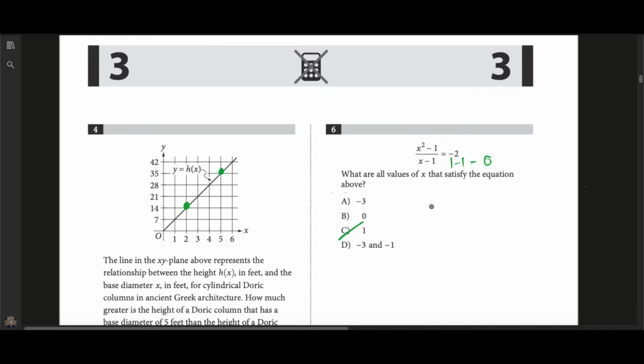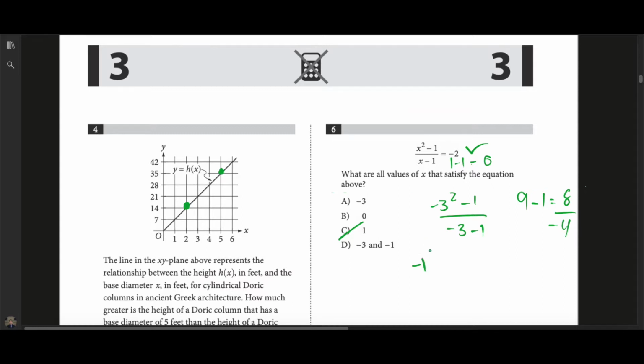So I would just take negative 3 squared minus 1 over negative 3 minus 1. This is going to give me 9 minus 1, which is equal to 8. You have negative 3 minus 1 is equal to negative 4. So 8 divided by negative 4, that would be equal to negative 2. So you have two possible answers: negative 3 and negative 1. So let's plug in negative 1, see if it works.